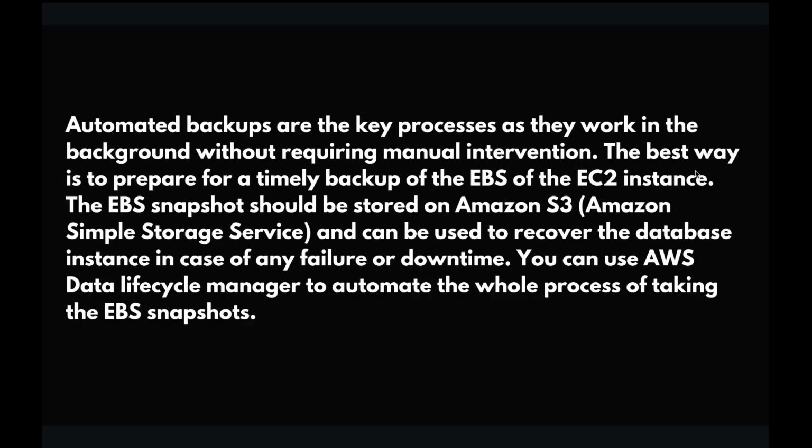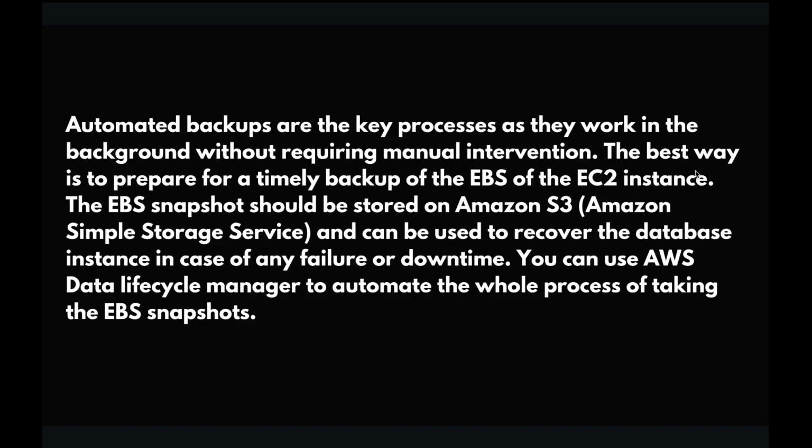We know that automatic backups are the key, as they work in the background without requiring manual intervention. So the best way is to prepare a timely backup of the EBS of the EC2 instance, and the EBS snapshot should be stored on an S3 bucket and can be used to recover the database in case of any failure or downtime. This is the ideal way of taking the backup. We need to make sure that the snapshots we are taking of our EBS volume are stored on my S3 bucket.